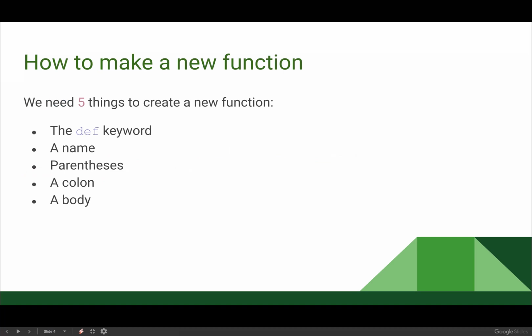So there are 5 pieces that we need to create a new function. First, we need the def keyword. Def is short for define. We're going to be defining a new function. We need a name. This is going to follow the same rules as variable names. So it should be all lowercase, we should have an underscore, you can't start with a number. All of the same rules we learned about for variables.